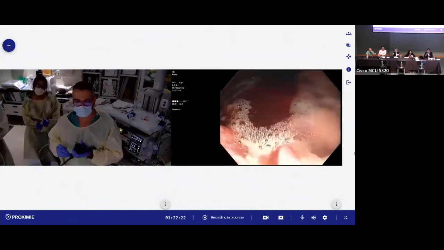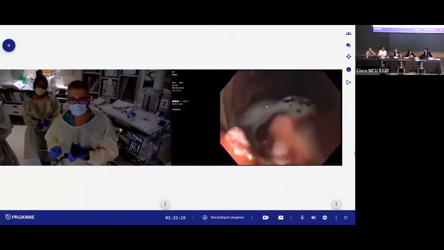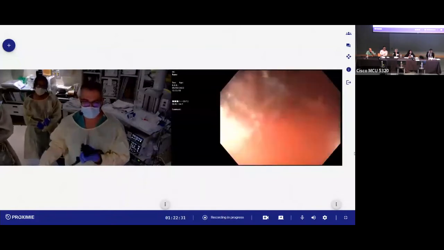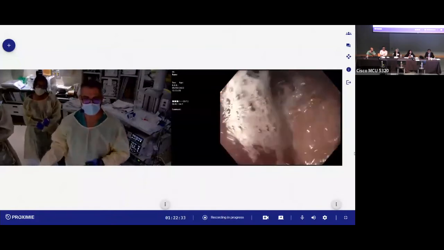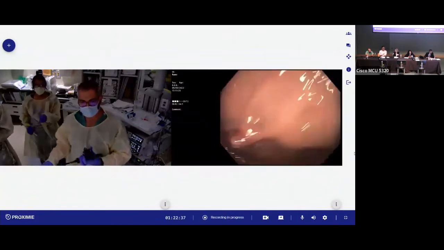As you can see here, we don't have a lot of space to do even ESD or even good EMR. Like the location that they call is a perfect location, just in the red section. So I will remove this piece.